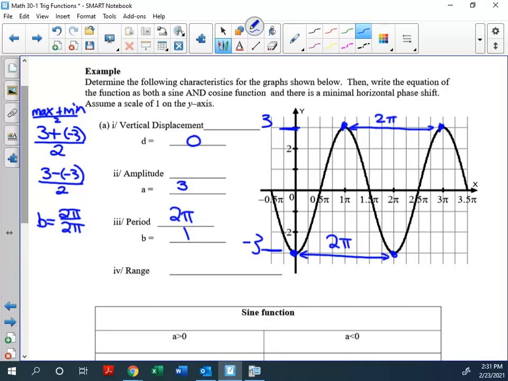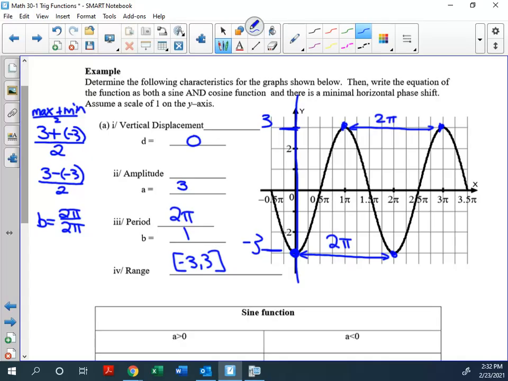The range, I truly feel this should be the first thing you go get, because that gives you your maximum and minimum. But we can see this goes from -3 to 3. Okay, we are now going to write this 4 different ways. Let's start with the easiest one, because along my y-axis, I have a minimum.